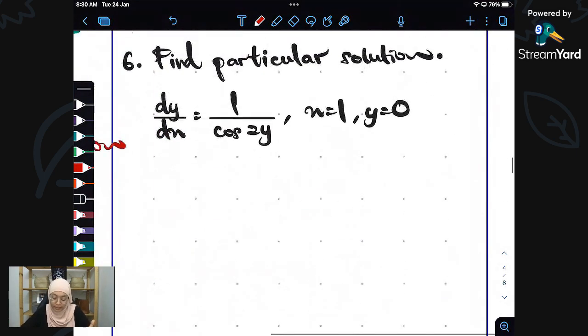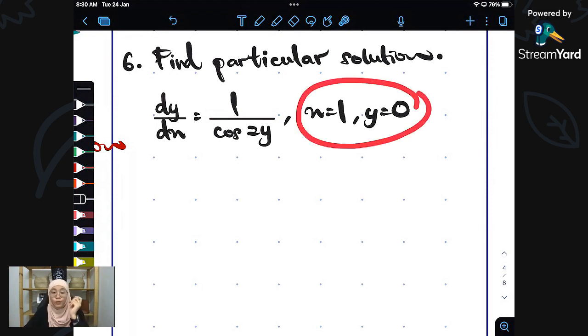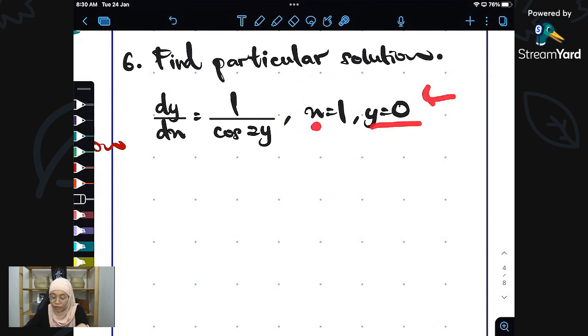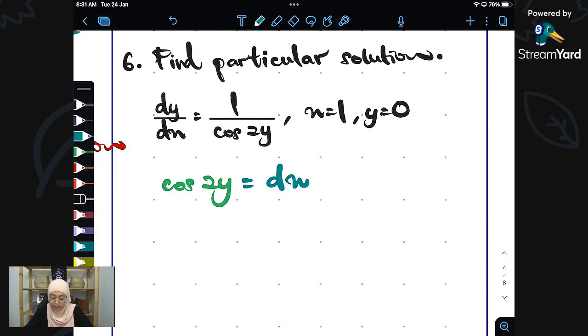Let's have a look at question 6. Find the particular solution, dy/dx equals 1 over cos 2y, with the condition of x equals 1, y equals 0. This one, they are very kind. They tell you the value directly. We are going to separate this by using cross multiply, and so we will get cos 2y on the left hand side, and then 1 dx on the right hand side.